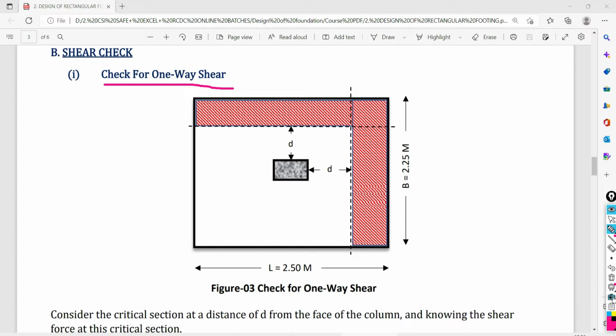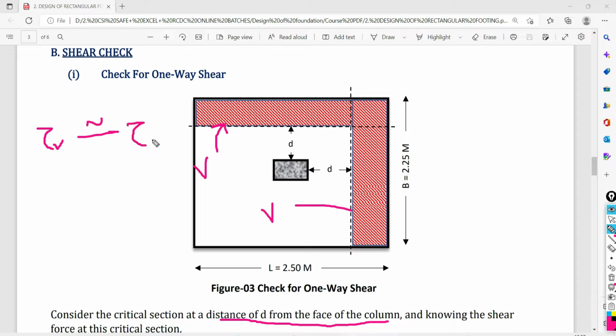So we need to consider the critical section at a distance of d from the face of the column in each of the directions. Then we have to find out the shear force developed at this critical section, and with the help of this shear force we have to find out the nominal shear stress at this critical section at a distance of d from the face of the column in each direction. And we will compare it with the critical shear.